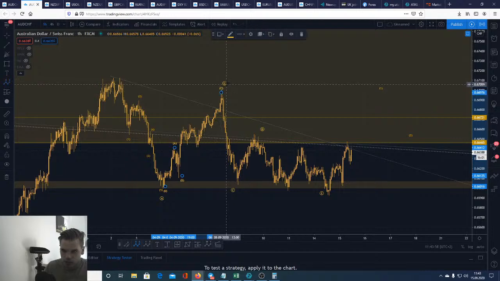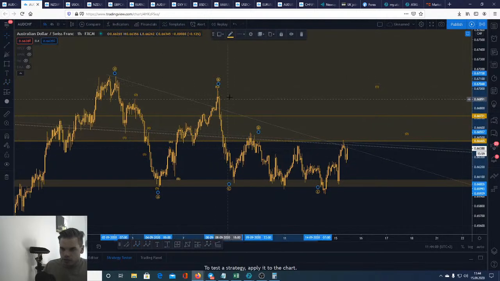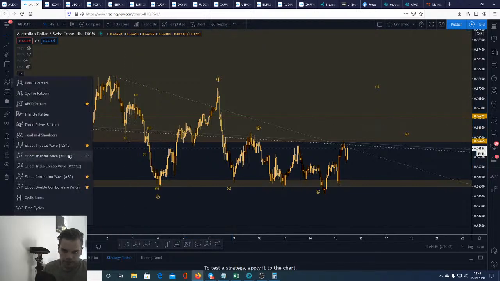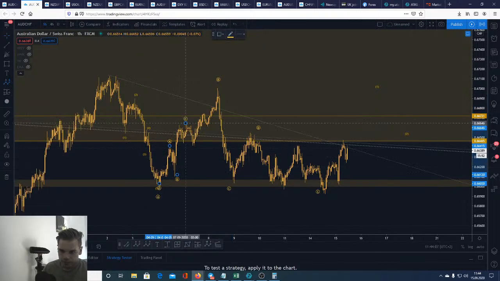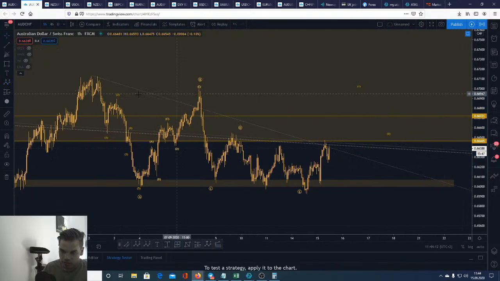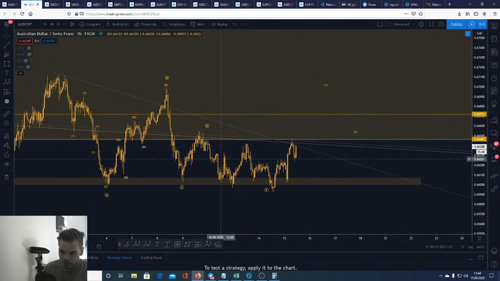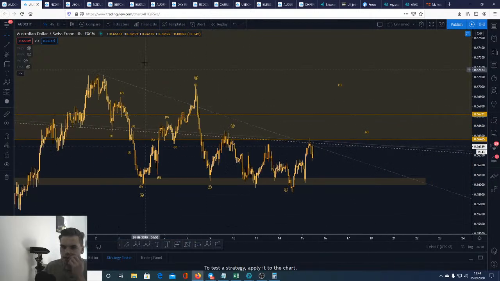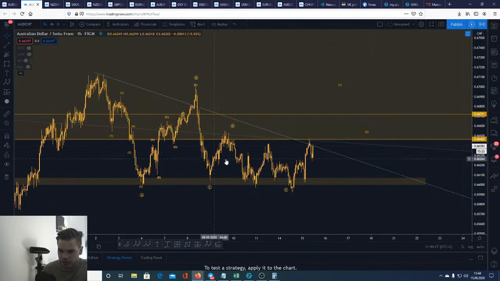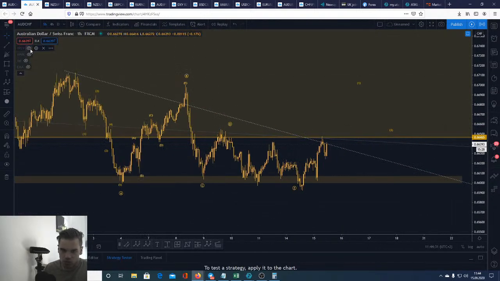And this is ABCDE, right? Actually, it's ABCD. It could be a possible scenario. Yeah, might be a setup. For now, I wouldn't execute anything here. I would wait for the break of this trend line I deleted and this resistance area, then you could consider to go.